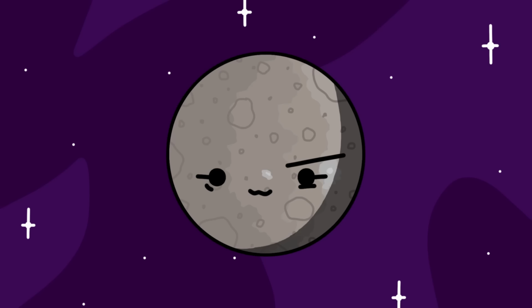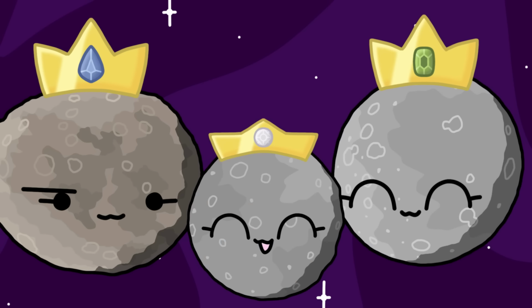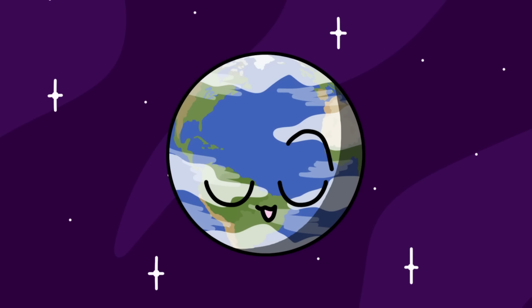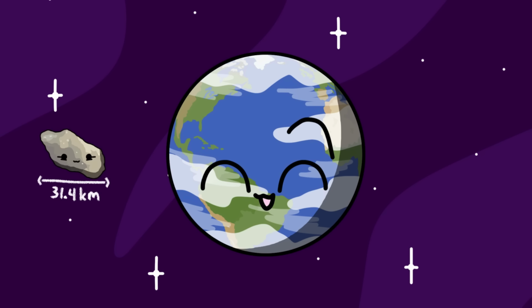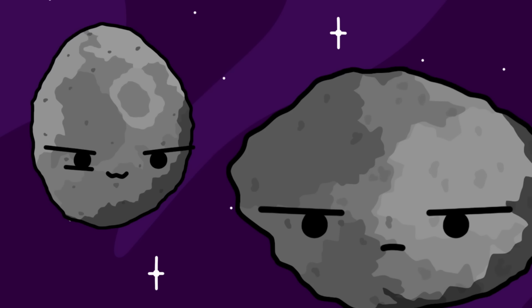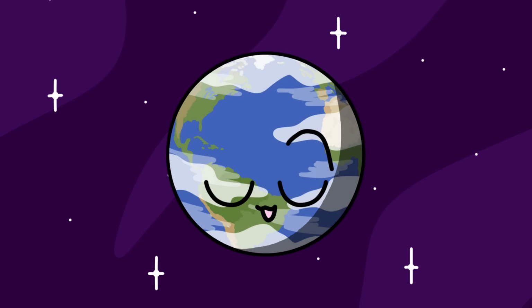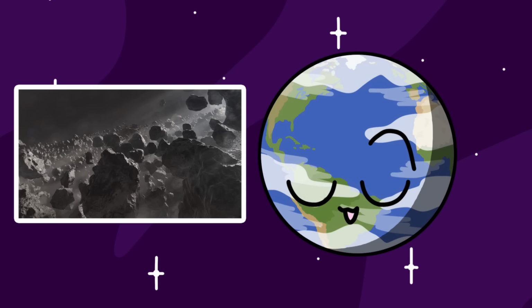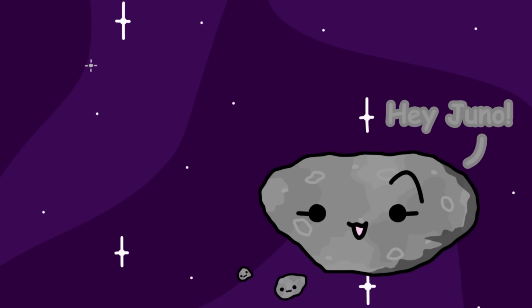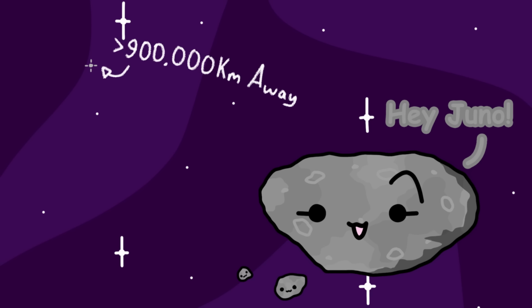For example, Ceres, Vesta, Pallas, and Hygeia. But thankfully, most of them are only a couple tens of kilometers in diameter, and those ones rarely cross Earth. Most near-Earth asteroids are only a couple hundreds of meters. A common misconception about asteroids is that they're in these densely packed fields of asteroids, but in reality, they're usually over 900,000 kilometers apart from each other.